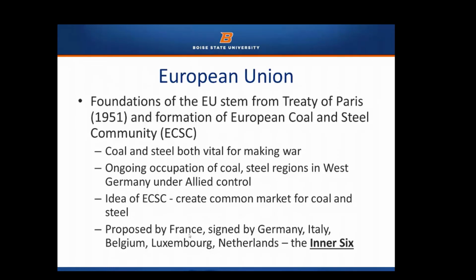It was proposed by France initially, and it was signed by Germany, Italy, Belgium, Luxembourg, and the Netherlands. These are key countries that we'll see later, and they're called the Inner Six. They're the first ones that joined together. So what is this? We have a limited number of countries with just a couple of commodities forming a partial free trade area. The Inner Six we'll see as the EU develops; these are the core.